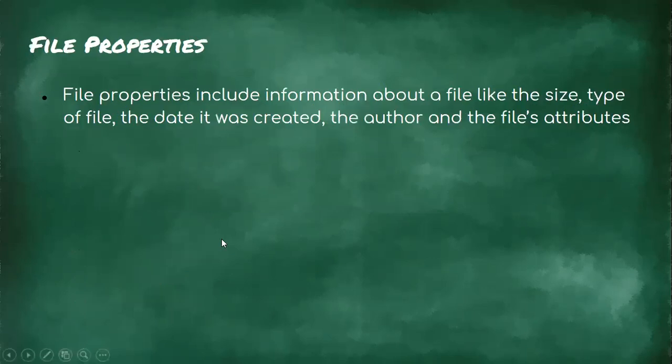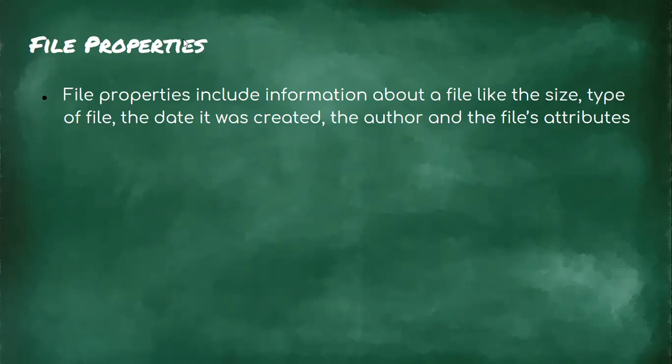Now let's talk about file properties. File properties include information about a file, like the size of the file and the type of the file. Remember we said an application program is a task specific program. So each and every file has to be opened by a specific application program, because not all file extensions, like the file type, are compatible with each program. In the properties of the file, we can also check the date it was created, the author and the file attributes.